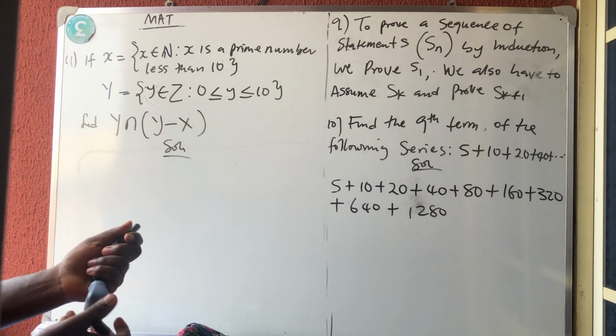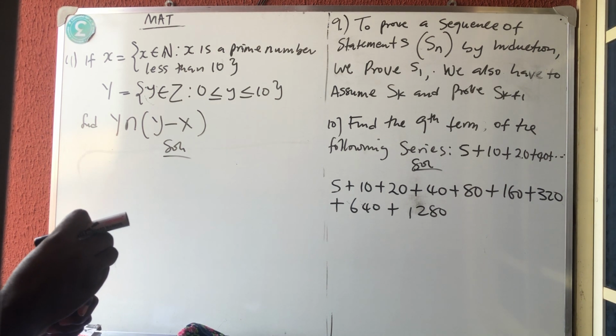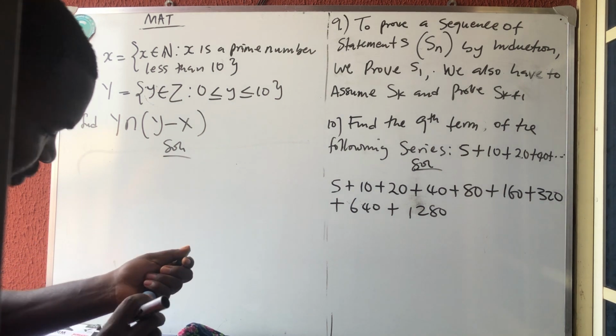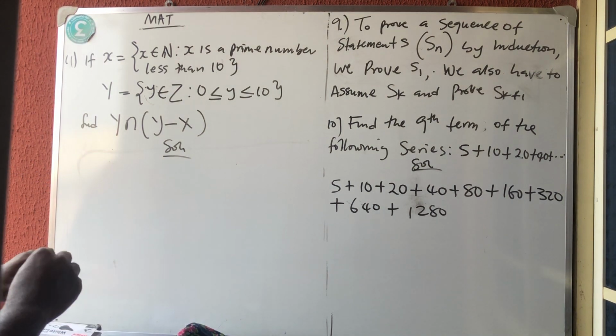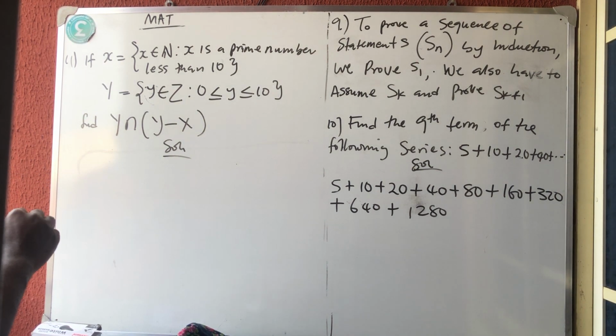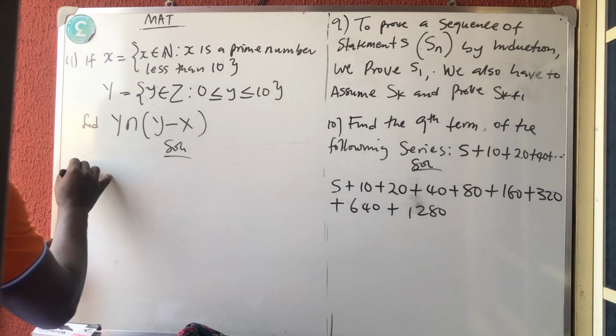So let us list the set. They have written it in builder form, so let us now list it. So listing the sets, the first one is x.